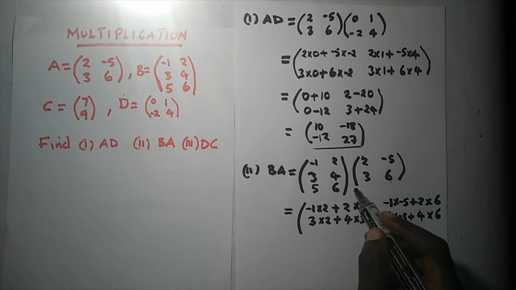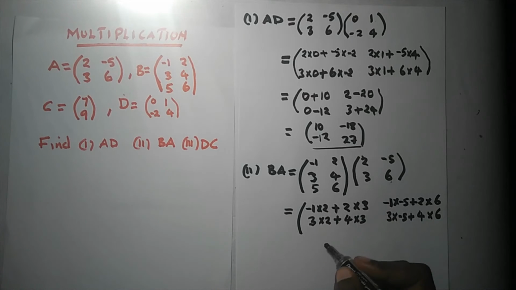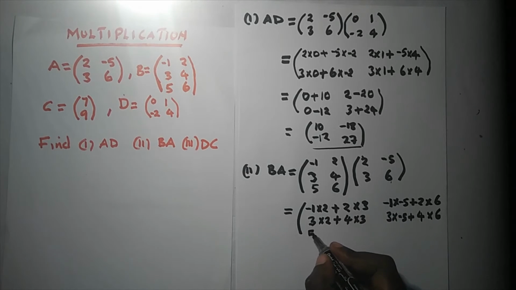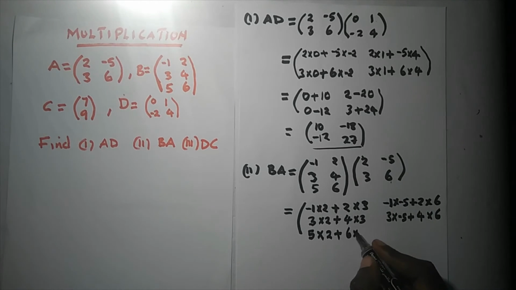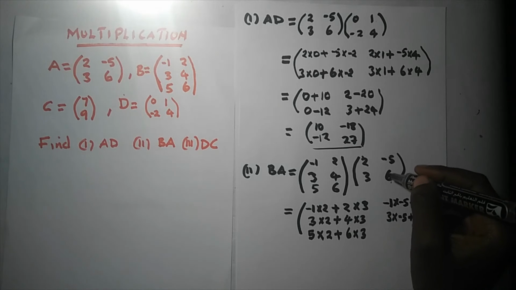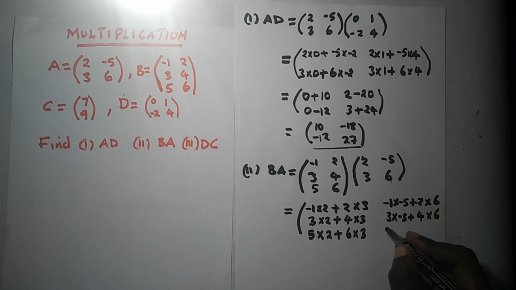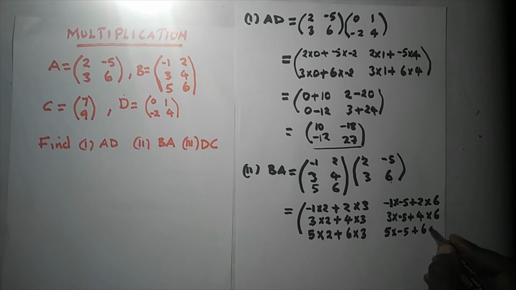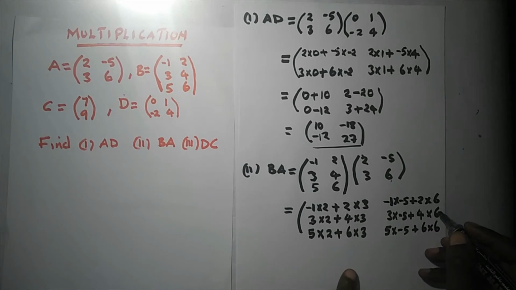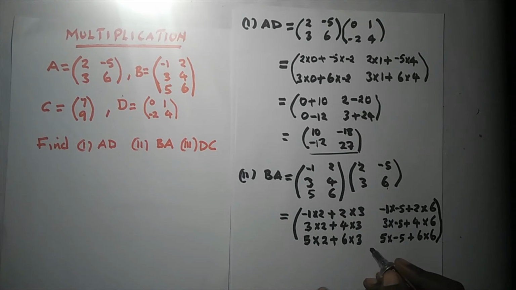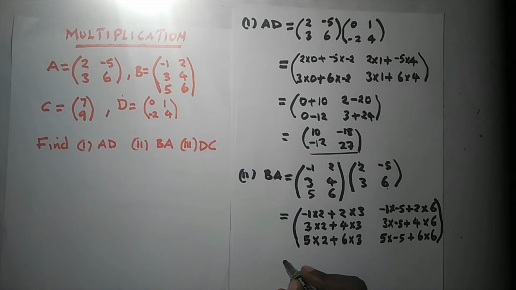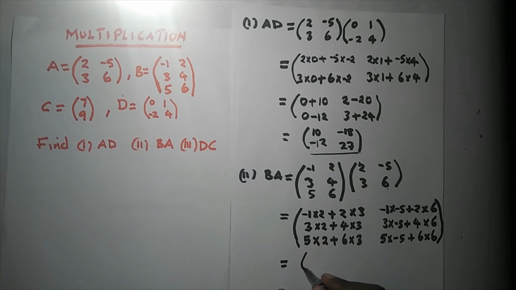We can now come to the bottom row, the last row down here. So we are going to have 5 times 2 plus 6 times 3. Then we can now come to this column here. We are going to have 5 times -5 plus 6 times 6. So now that we are done, we can close the matrix. Okay, so we can now simplify this.